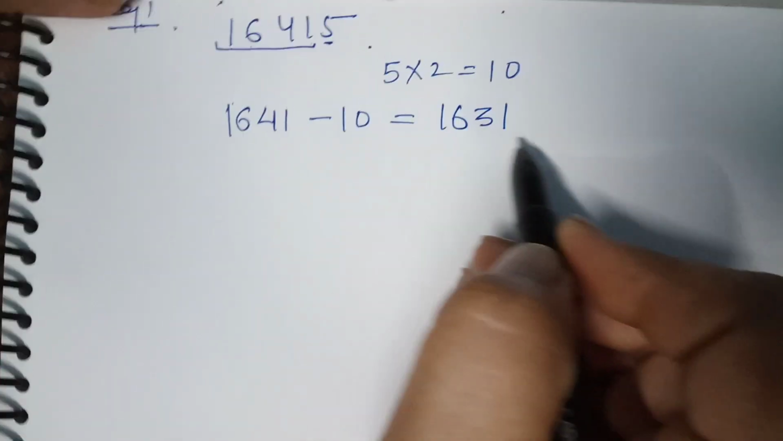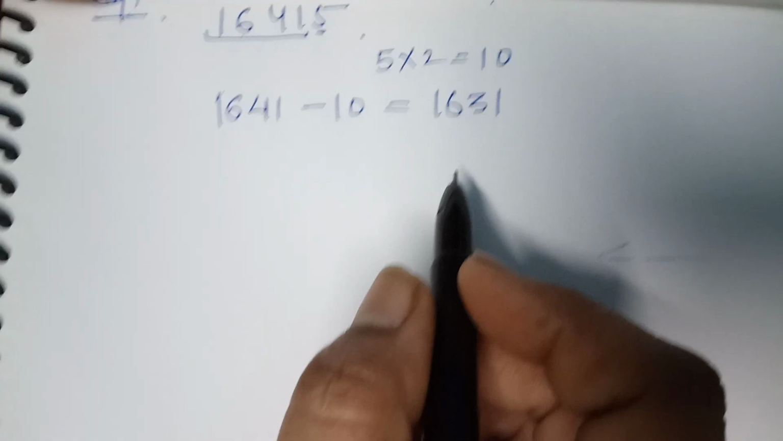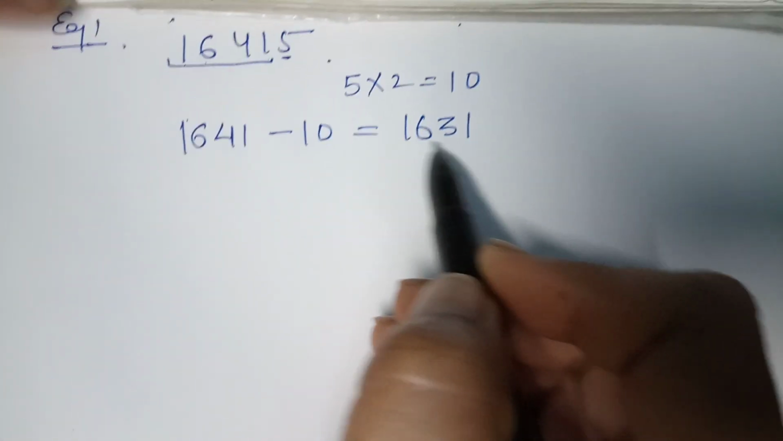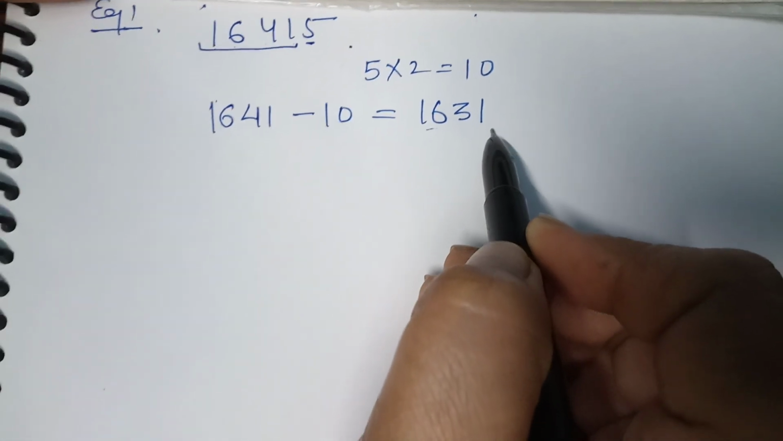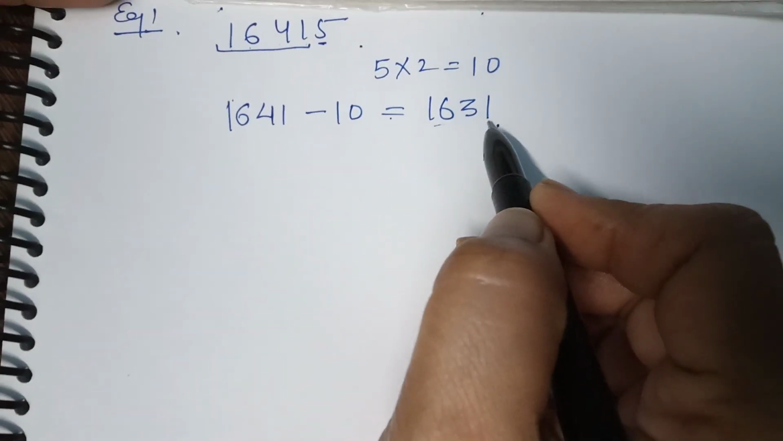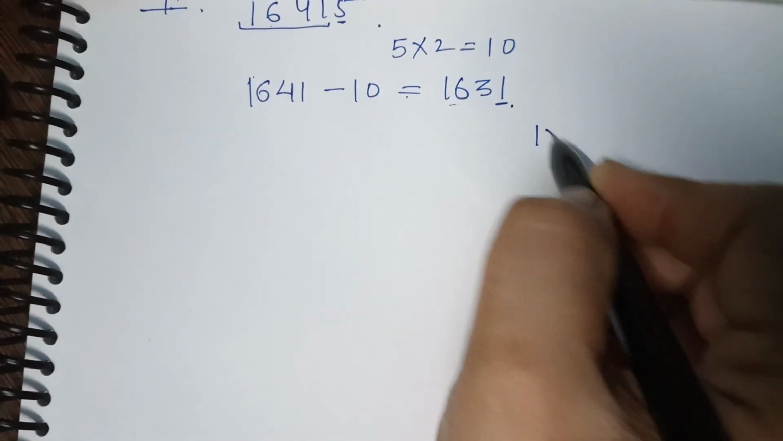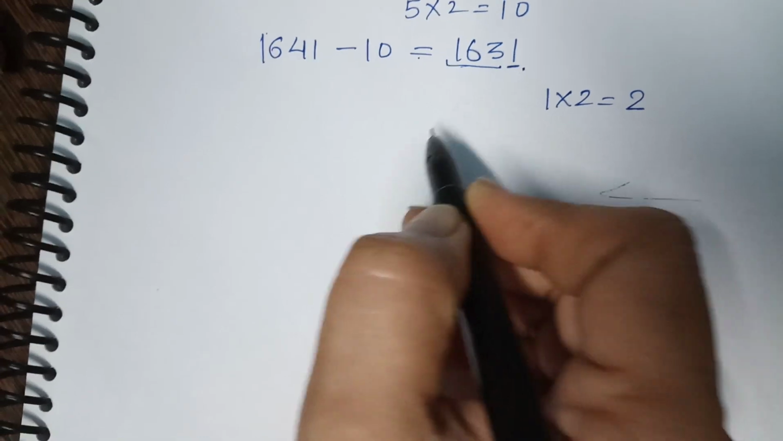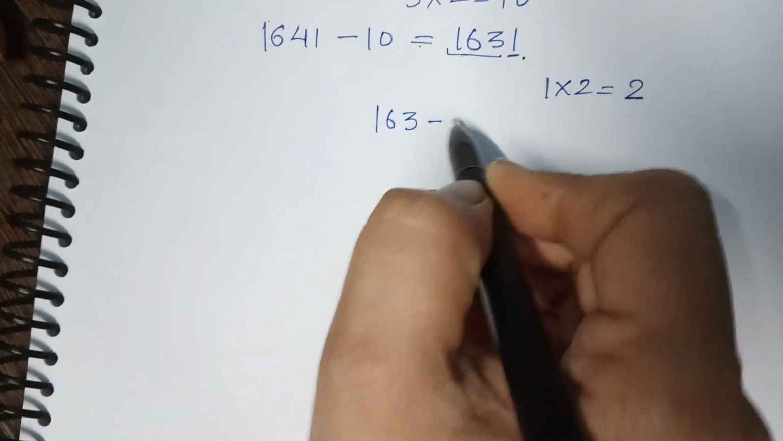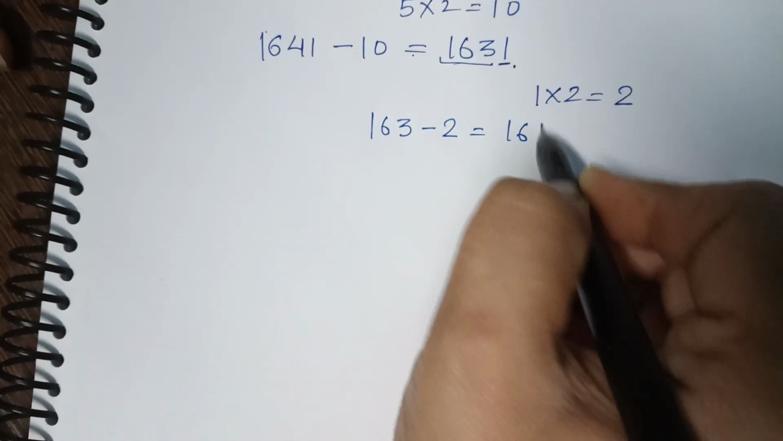Now 1631 is again a 4-digit number. Again we have to check whether this number is divisible by 7 or not. So we will repeat the same method. Now the last digit is 1 and double of 1 is 2. And the rest of the number is 163. So 163 minus 2 is 161.